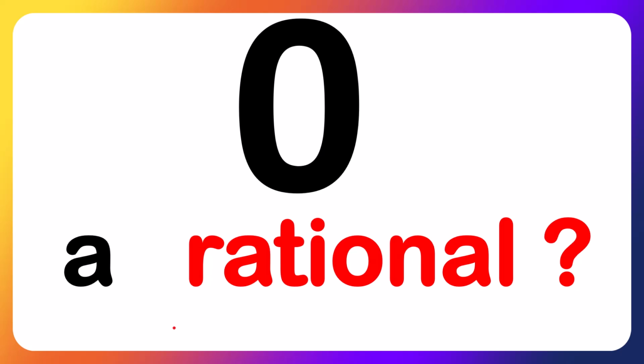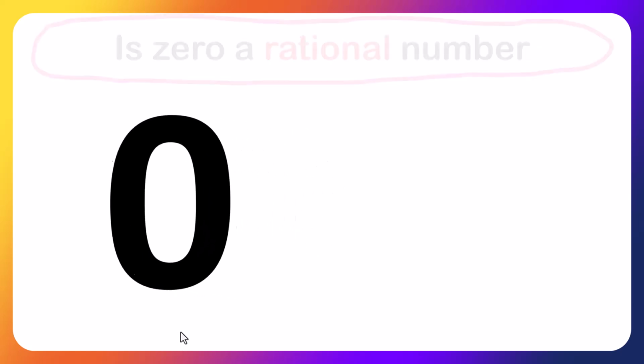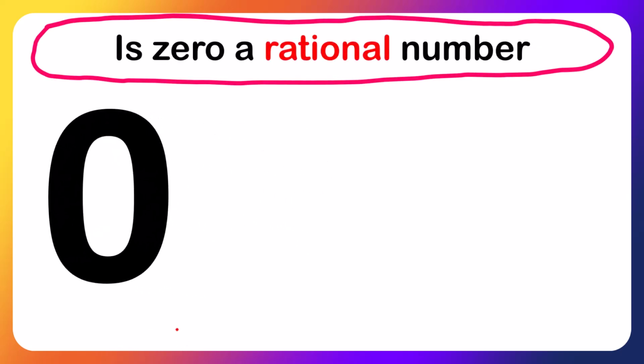The question is: is 0 a rational number? Now, when we say a number is rational, we mean that number can be expressed as A on B. Let's take 4 for instance. 4 can be written as 8 on 2. So we have A and we have B.